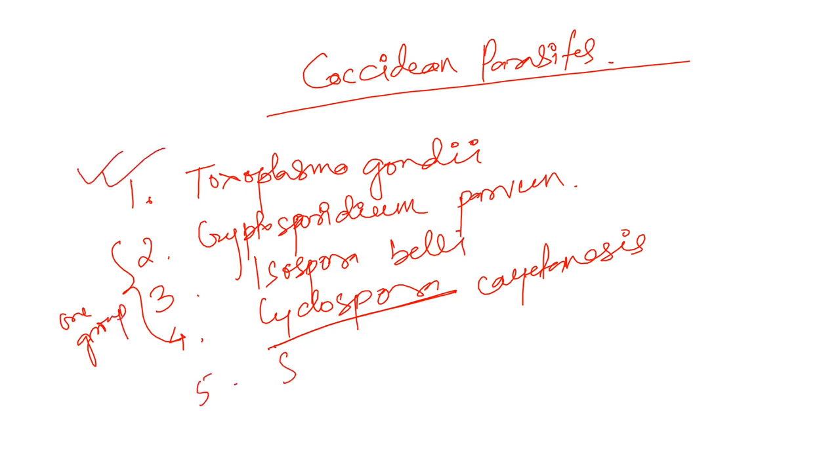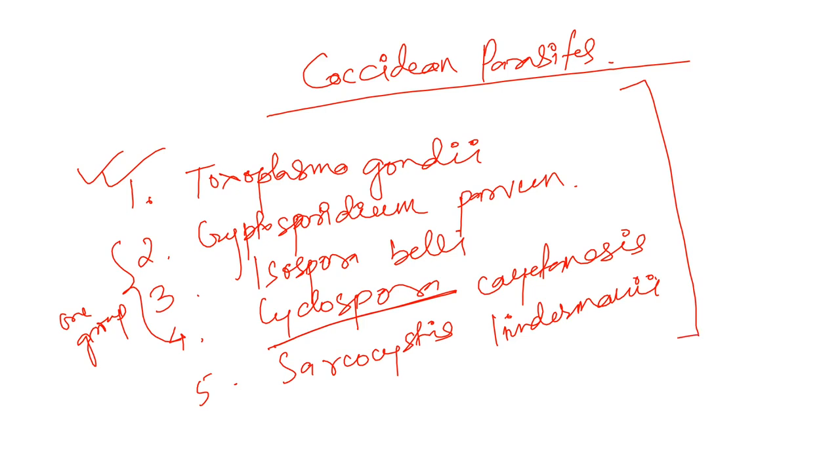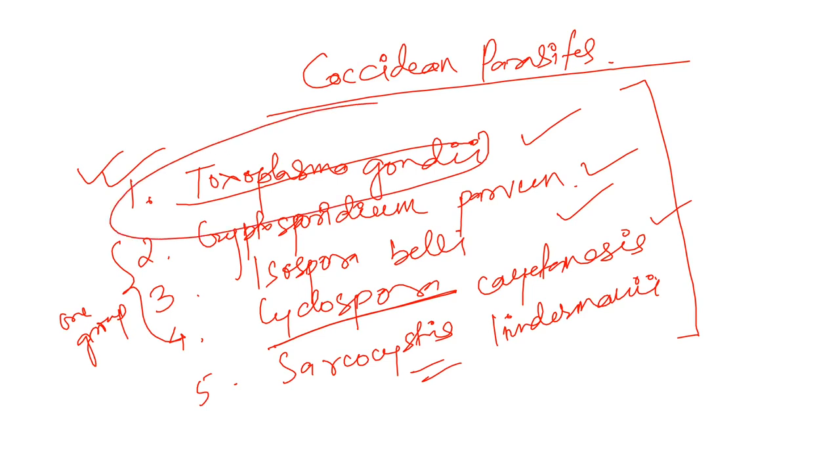Number fifth is Sarcocystis lindemanni. Generally, we don't study this for our NEET MDS and NEET PG preparation. So, these are the five topics we are going to study in Coccidian parasites: Toxoplasma gondii, Cryptosporidium parvum, Isospora belli, Cyclospora, and then Sarcocystis. Sarcocystis we won't be studying. First, we'll start with Toxoplasma gondii, and then next we'll study these three together: Cryptosporidium, Isospora, and Cyclospora.